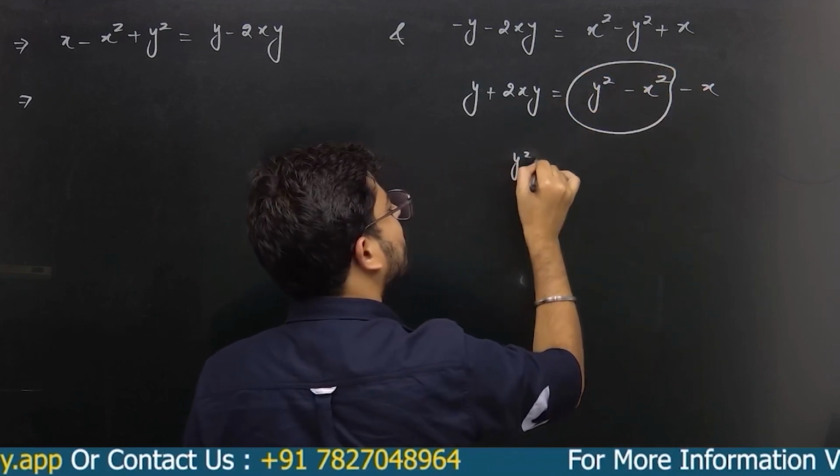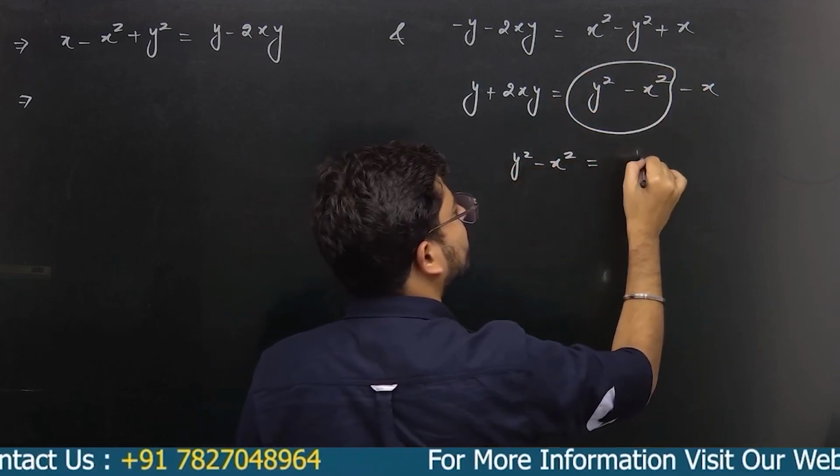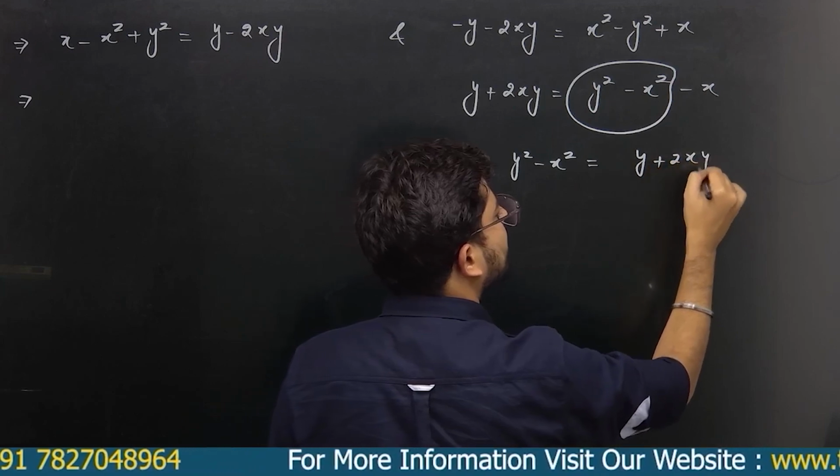Find the value. y square minus x square is equal to what? That is y plus 2xy plus x.